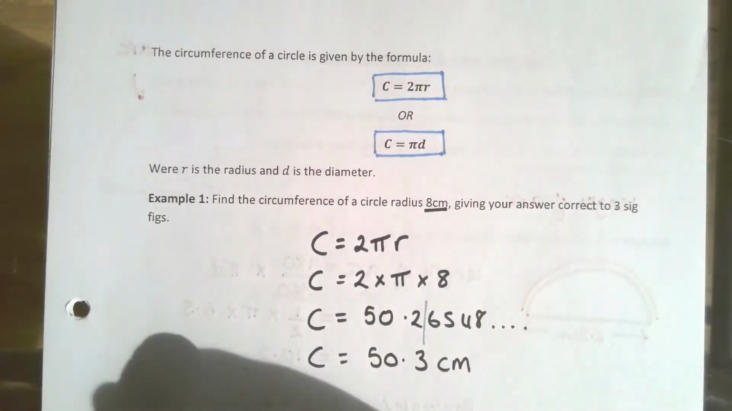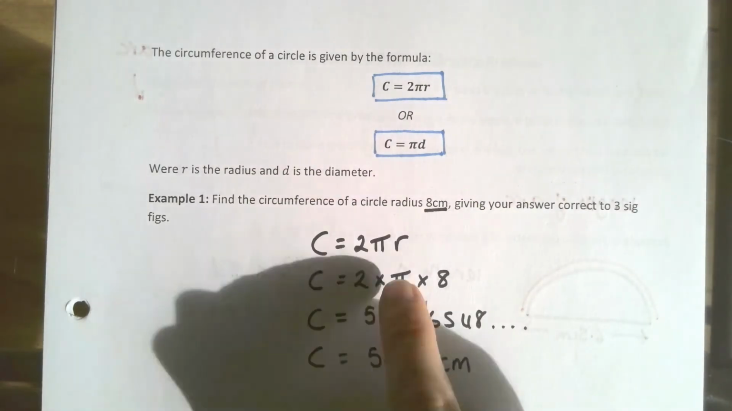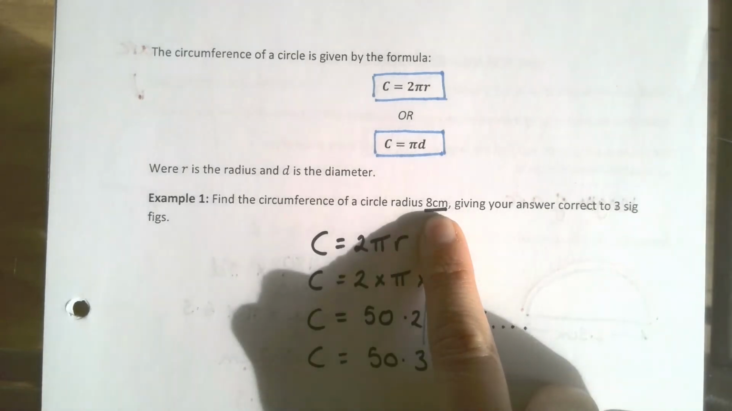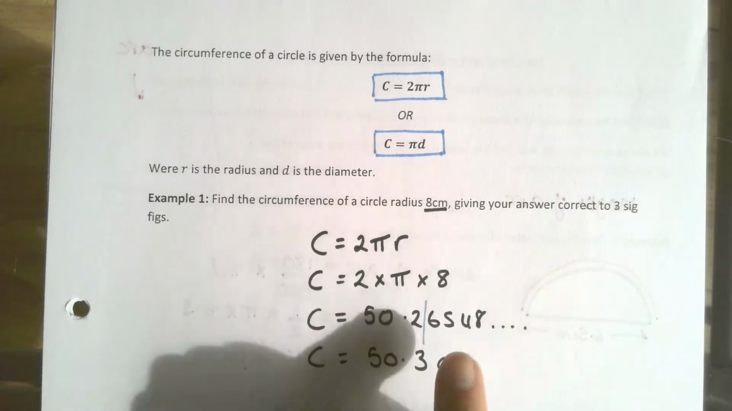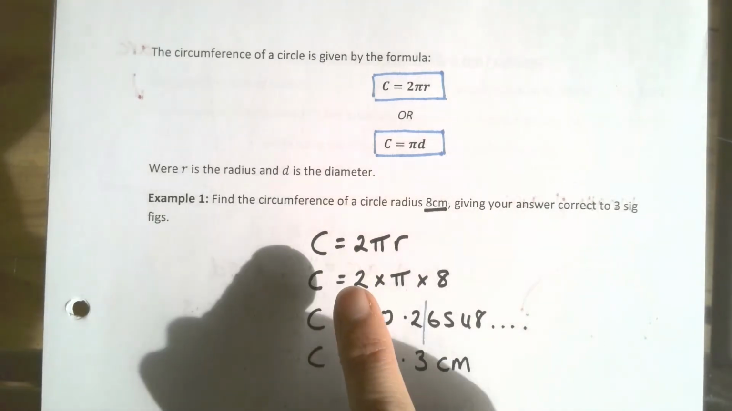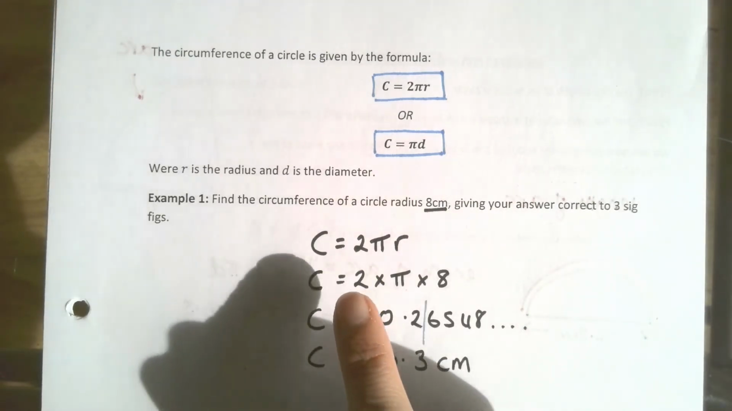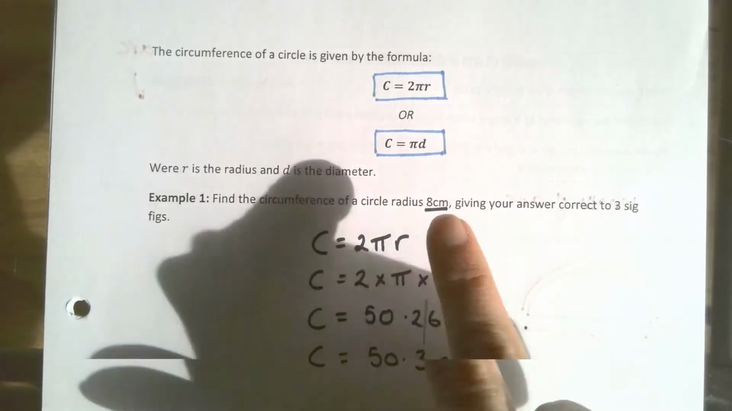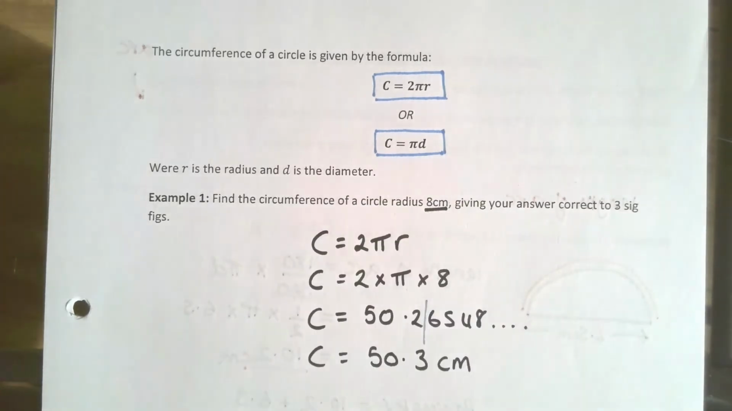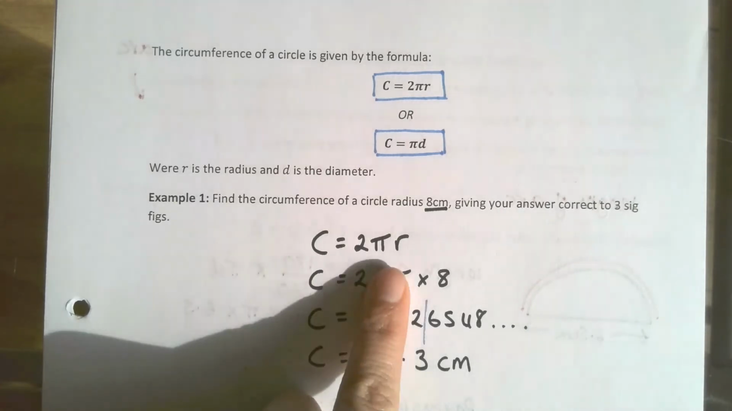Now, the first example was find the circumference of a circle with radius 8 centimeters and give your answer to 3 significant figures. So we'll start off using c equals 2 pi r. Because the question has given us radius, then that's why we chose the equation that has the radius in it.